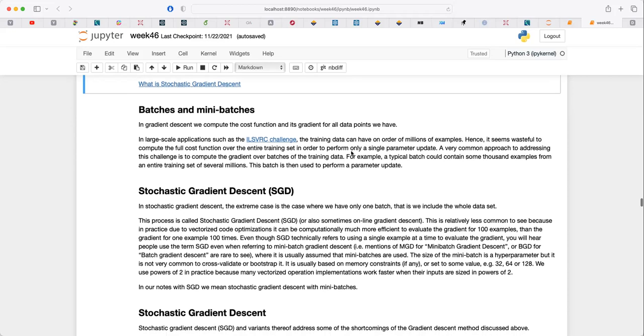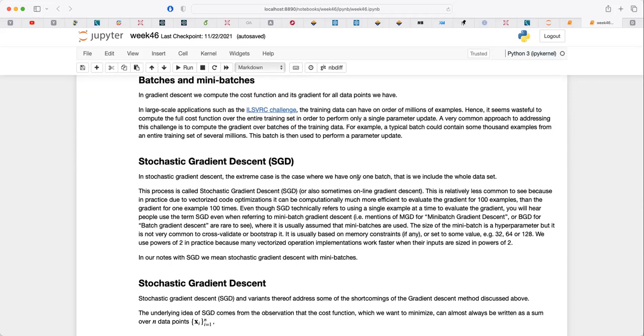Yeah. So there are many data sets here, like this image challenge, where you have millions of examples. So it's normally wasteful to compute the full cost function of the entire training set in order to perform only a single parameter update. A very common approach is to compute the gradient over batches, over smaller regions of the training data, but you would sum this up to the full data set. A typical batch could contain some 1,000 examples from an entire training set of several millions. And then this batch is used to perform a parameter update.